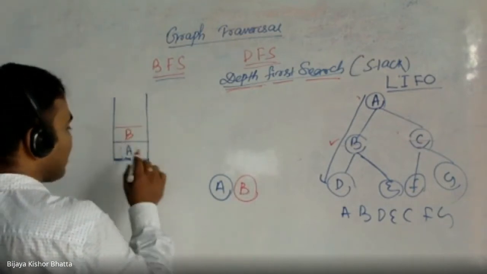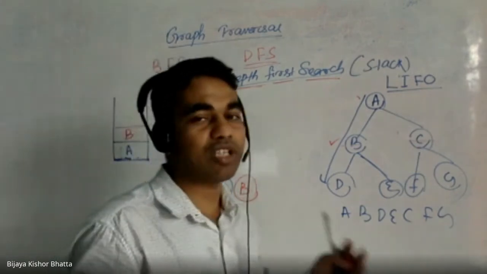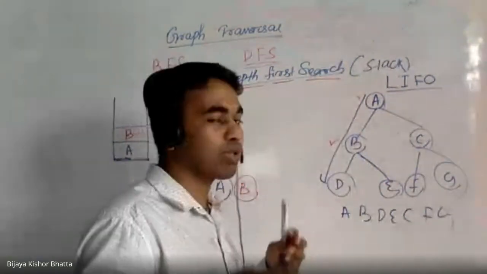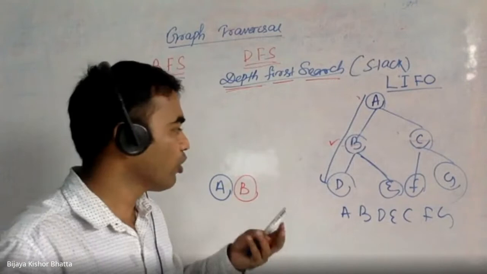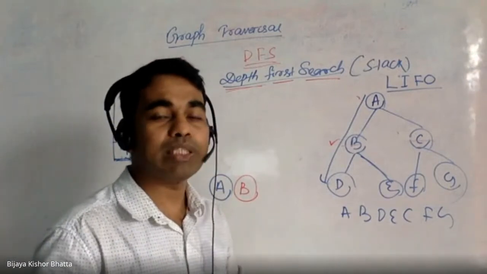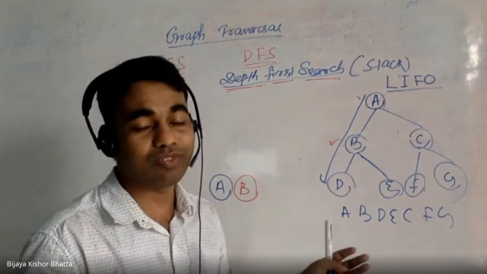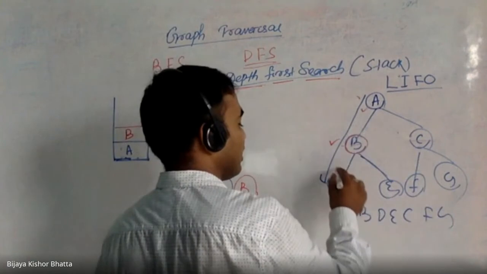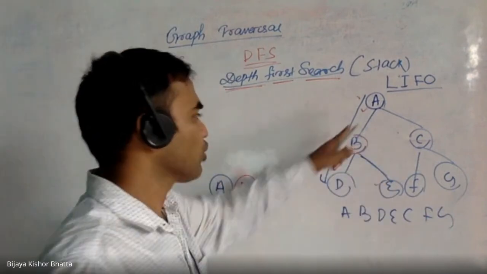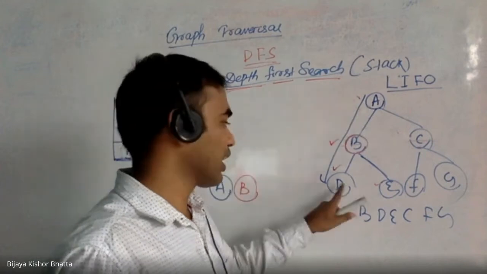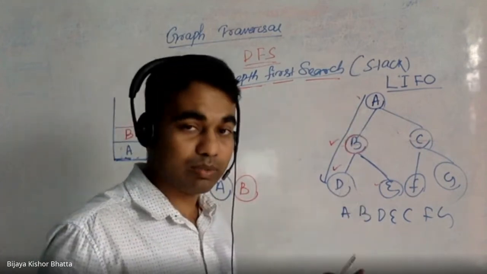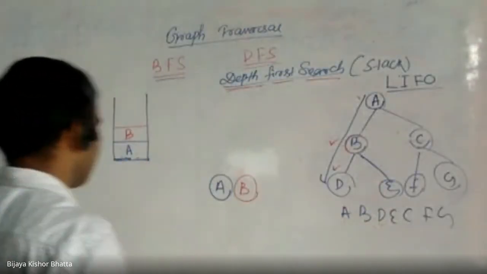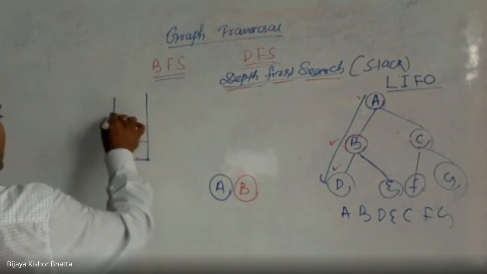Again I will ask the same question, it is just a repetition of what I told. Hey B, is there any vertex which is adjacent to you and is not covered so far? A is adjacent, D is adjacent, E is adjacent. A is already processed, so I don't care about A now. There are two vertices, D and E, but I only care about any one of them. So I will go for D. I will push D and process D.